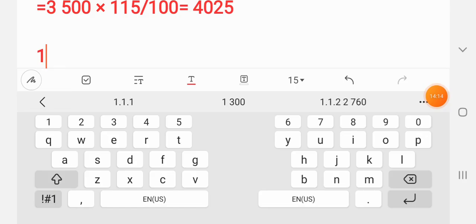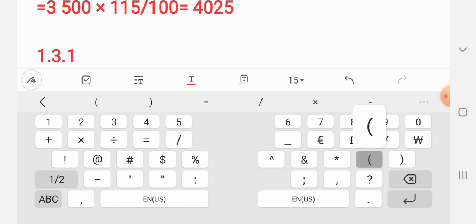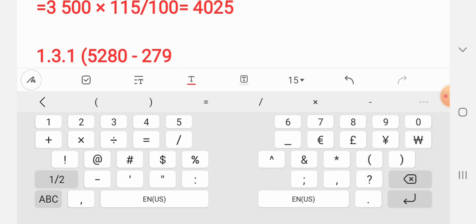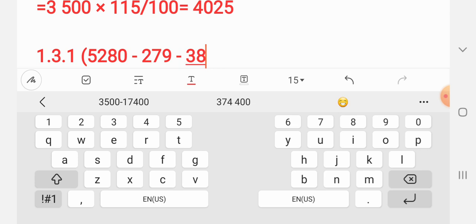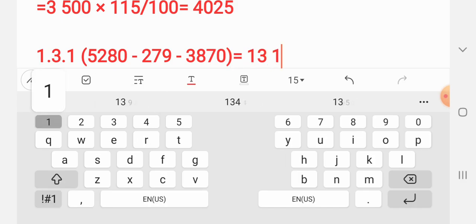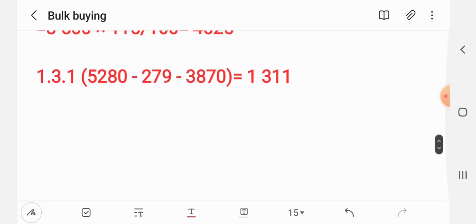So 1.3.1 says calculate the VAT the business must either pay or receive. So we have the 5,280, and then we will subtract the 279 and also subtract the 3,870, and that will give us 1,311. So that's how you do 1.3.1.